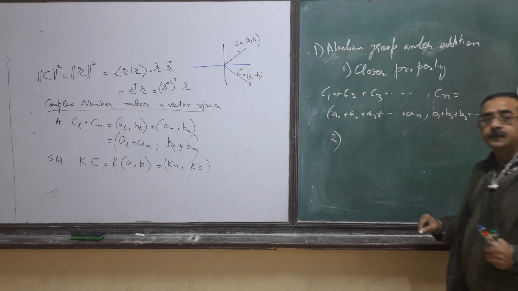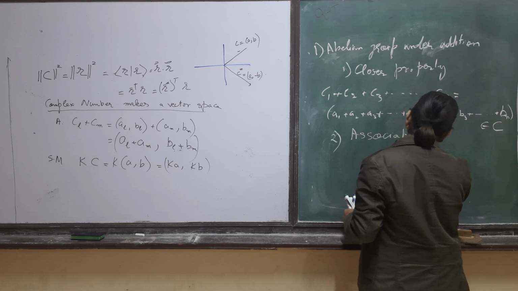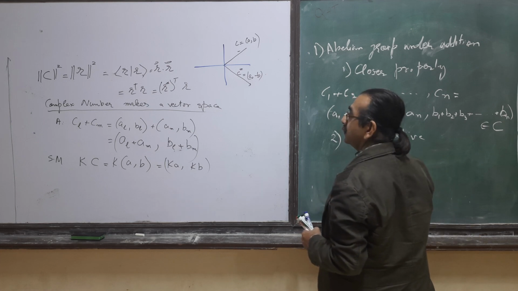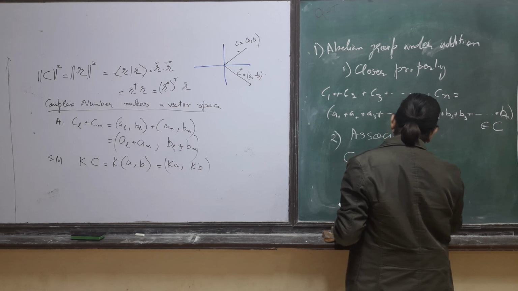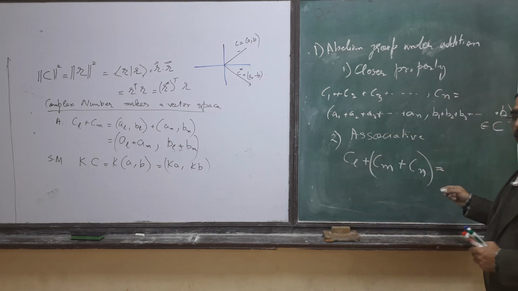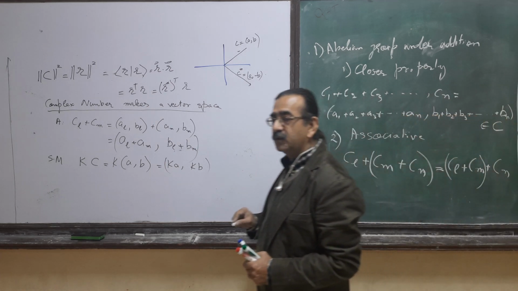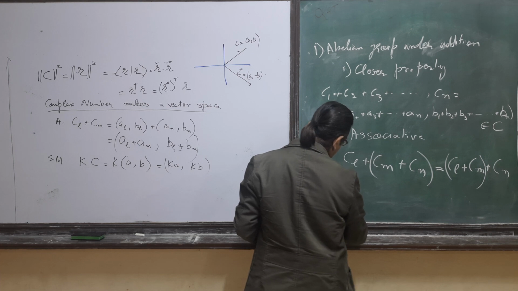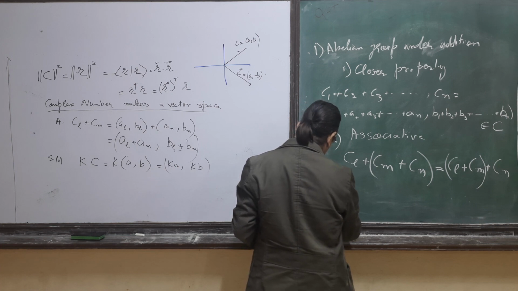Second, associative. It means if you add Cl plus Cm plus Cn, this will be equal to Cl plus Cm plus Cn with the grouping changed. This is the associative property.